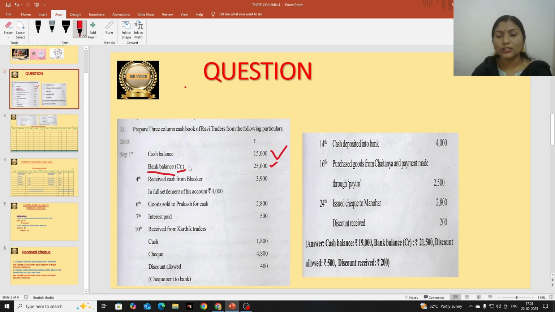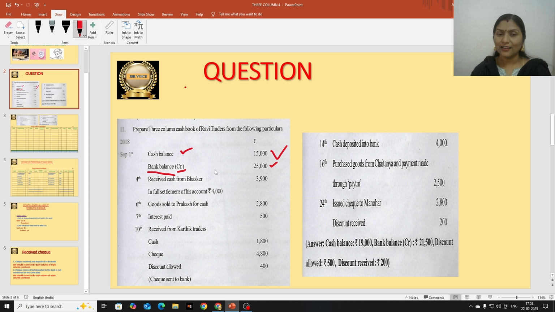If they don't mention credit, then we will record the bank balance on the debit side only, because that is favorable. But if they clearly mention that it is credit, then compulsorily that bank balance should be recorded on the credit side of 3-column cash book, and the cash balance we record on the debit side.